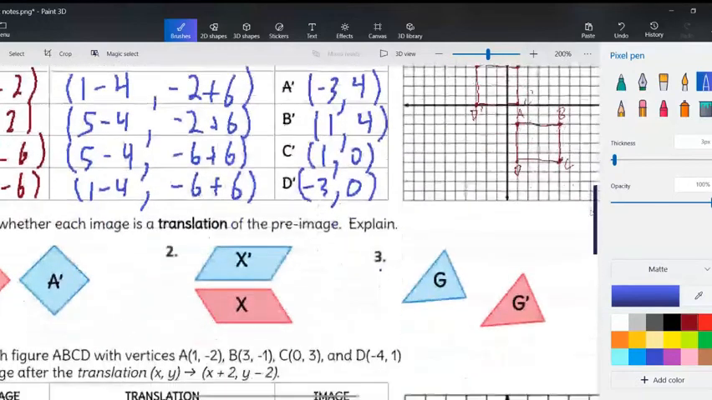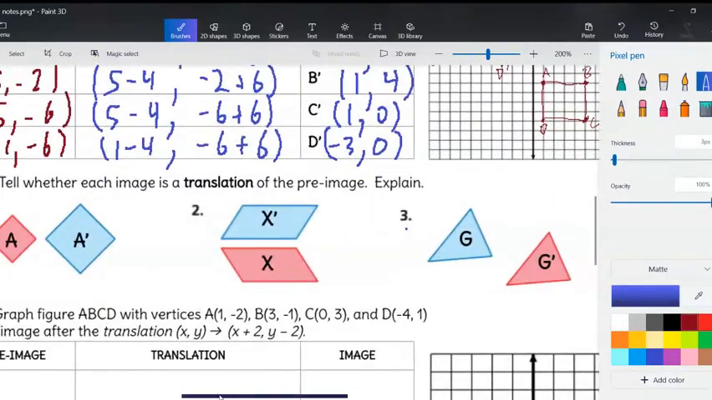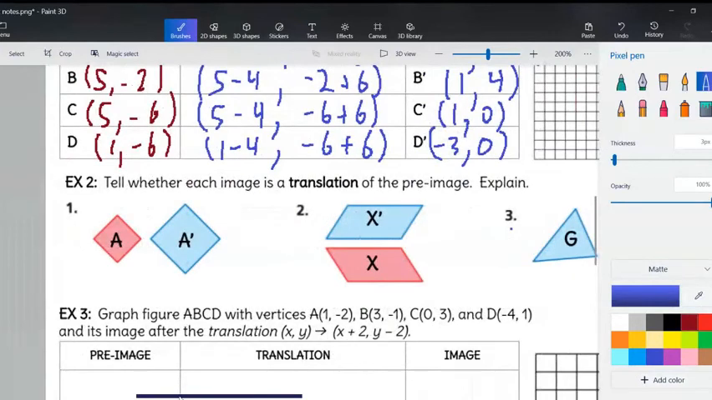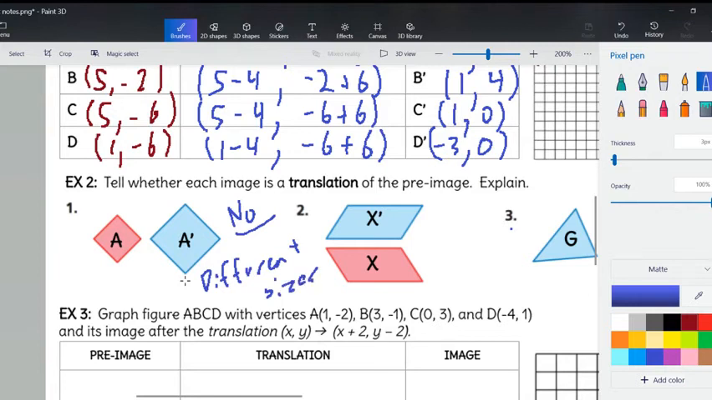Scroll down a little bit and do these. Example 2 should go by pretty quick. Tell whether each image is a translation. Remember, a translation is when a figure slides. It has to have the same distance for every point in the same direction. So we're pretty much coming up with the same figure afterwards. If you look at A, it is not a translation. There's different sizes in the pre-image and image. So that cannot be a translation.